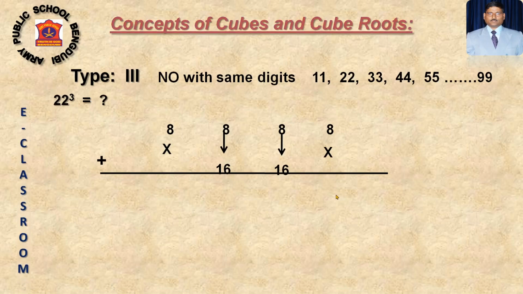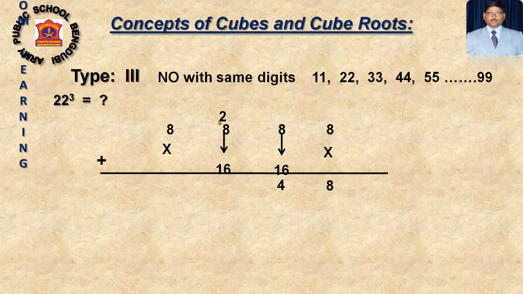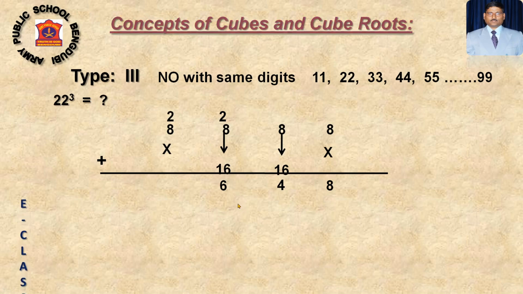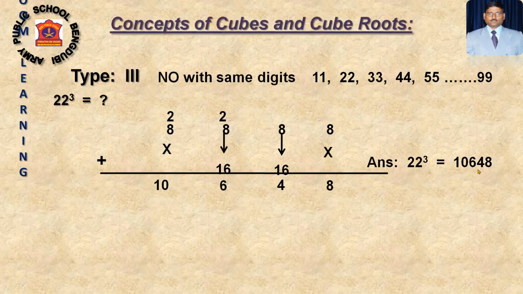After adding I am getting 8 here, and 16 plus 8 is 24. 4 will be here, 2 will be carried forward, and after adding I am getting 36. 6 will be here and 2 will be carried forward. After adding, we are getting 10 here. So 22 cube equals 10648.